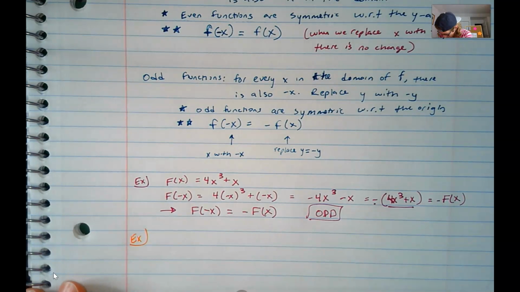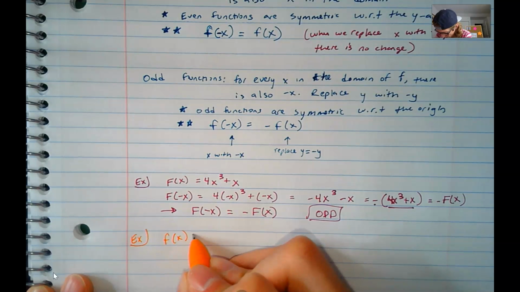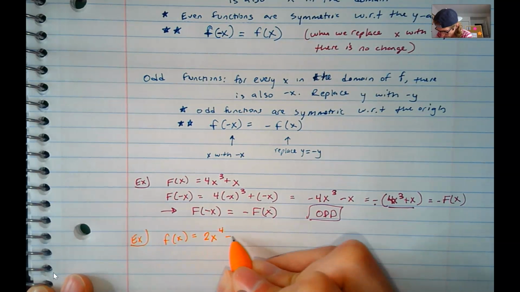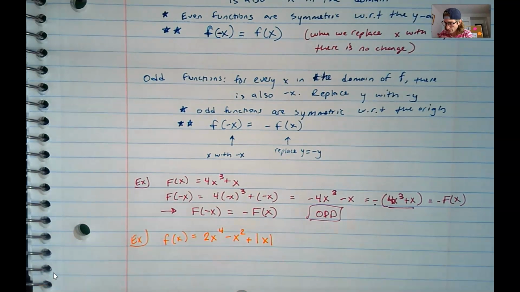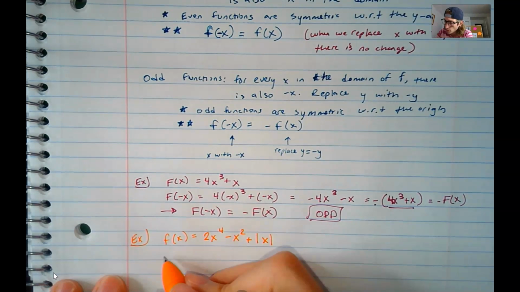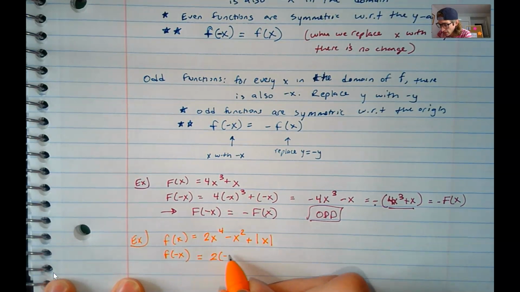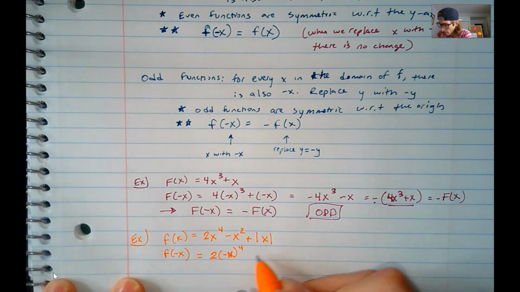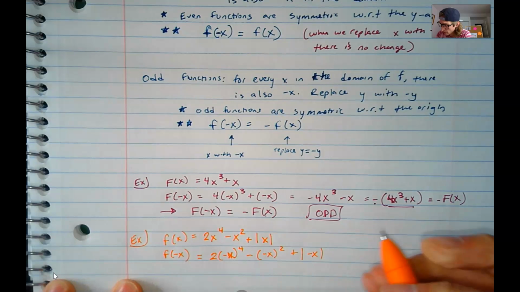Let's not pick one too easy, right? Whatever. Let's take f of x equals 2x to the fourth minus x squared plus the absolute value of x. So we start with plugging in negative x. So we get 2 negative x to the fourth minus negative x squared plus the absolute value of negative x.